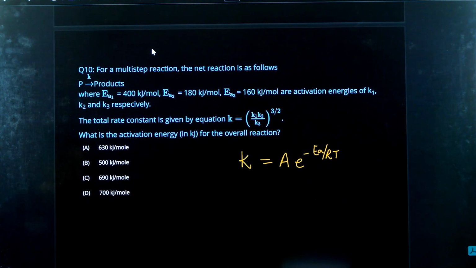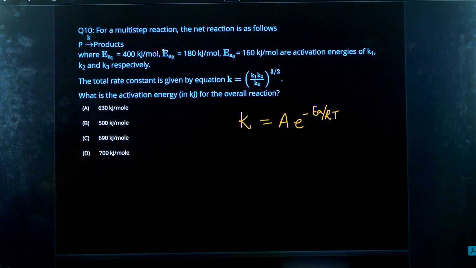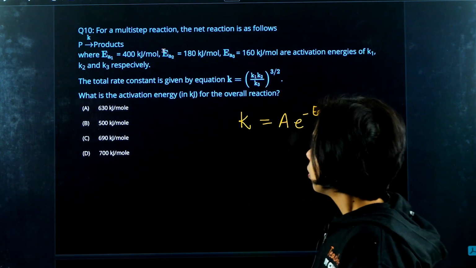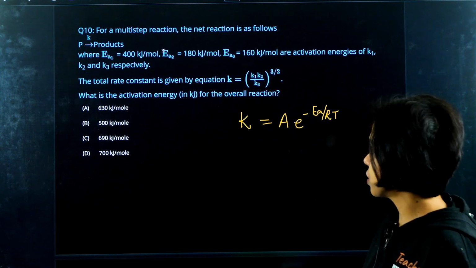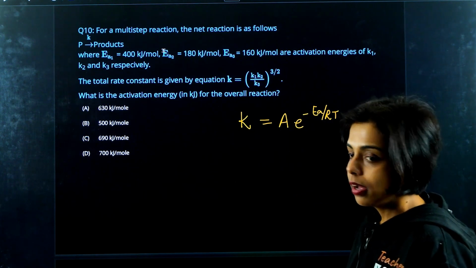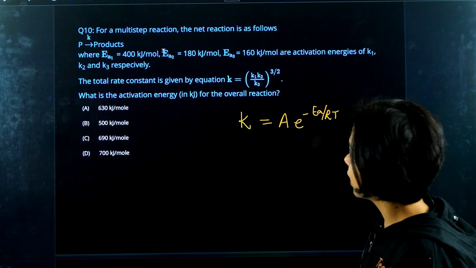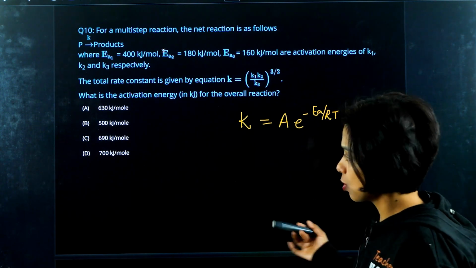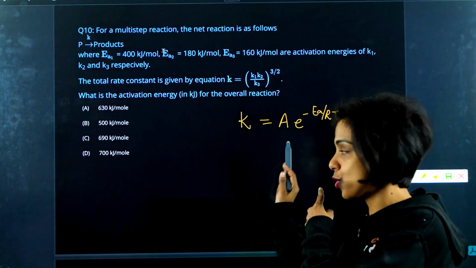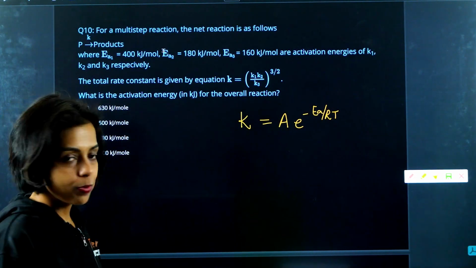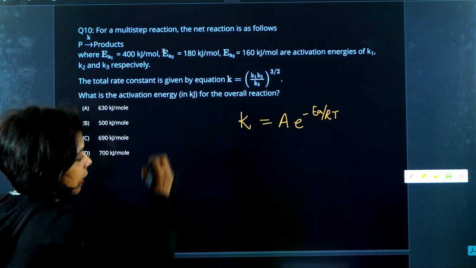Next question. For a multi-step reaction, the net reaction follows P gives product. So there is a multi-step reaction. The first step activation energy, the second step activation energy, and the third activation energy are given to you. And of course, K1, K2, K3 are their rate constants. The total rate constant is given by this. So of course, this question is based on the Arrhenius equation, K is equal to e raised to power minus Ea by RT. So the overall K is given to us.